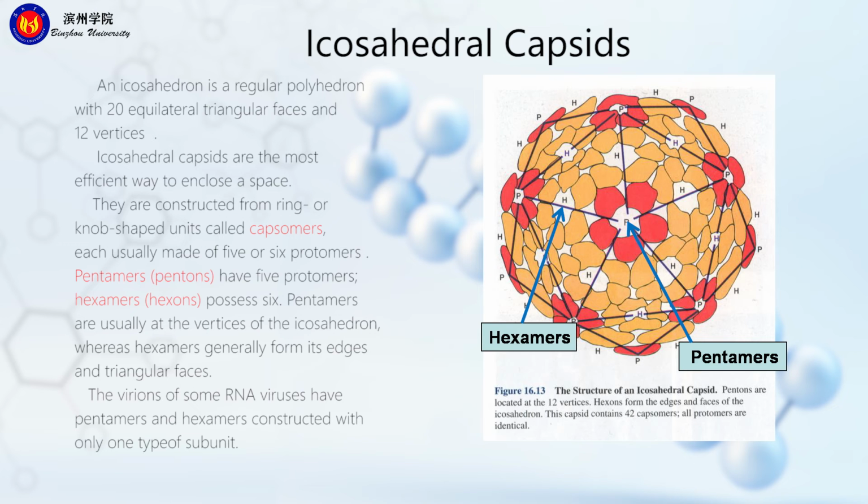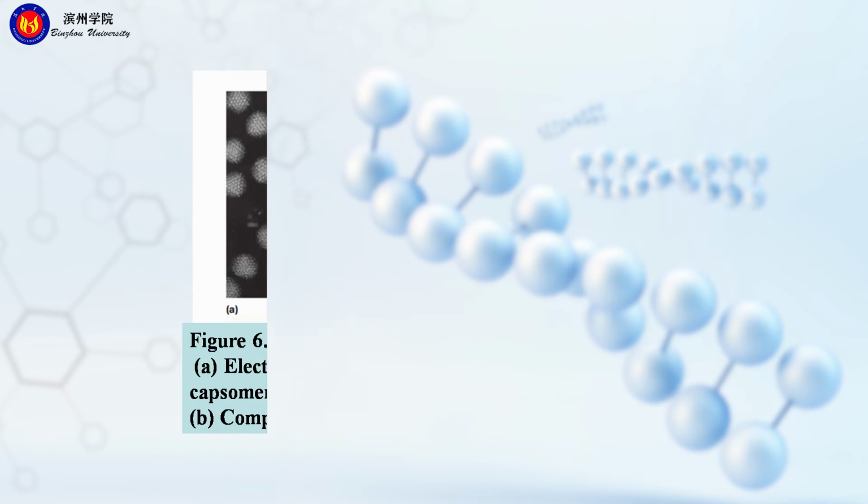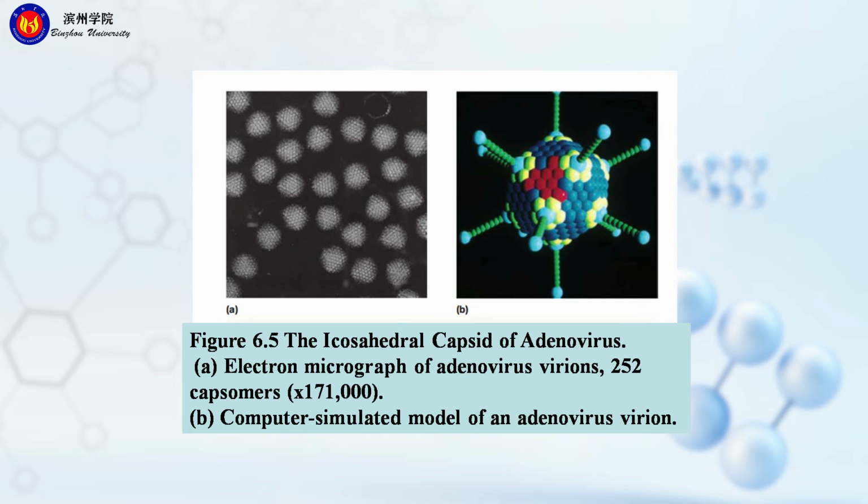The virions of some RNA viruses have pentamers and hexamers constructed with only one type of subunit. Look at this picture. This is the adenovirus. On the left is the electron micrograph of adenovirus. It has 252 capsomers. On the right is a computer-simulated model of an adenovirus virion.